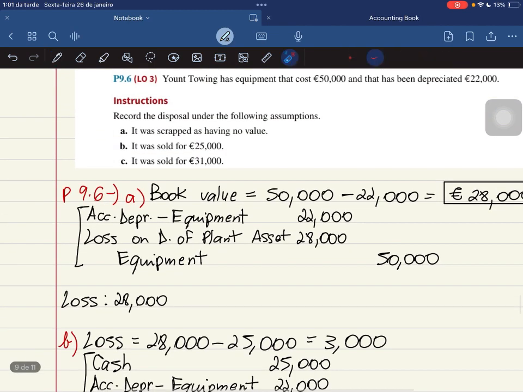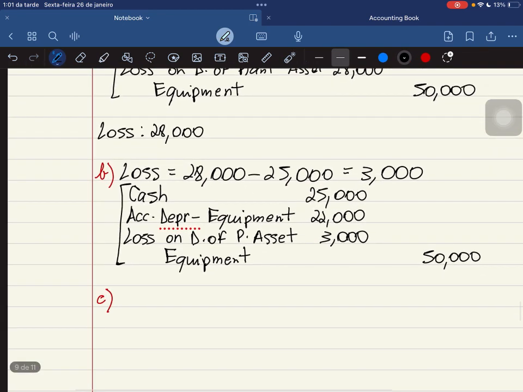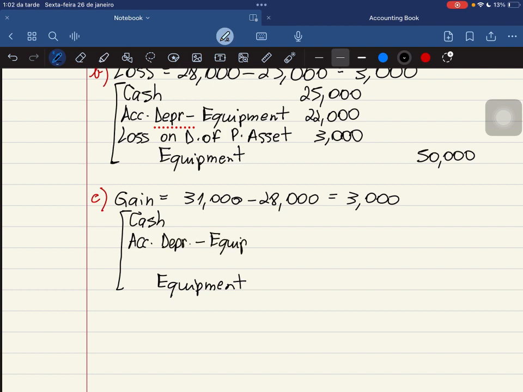You sold it for $31,000. You sold it for more than what it was worth, so you have a gain. You have a gain of also 3,000. So over here, just make sure that you indicated where the 3,000 is coming from. Now the entry is pretty similar for the same reasons. The only difference is going to be the position of the gain. So, since losses are debited, gains have to be credited.